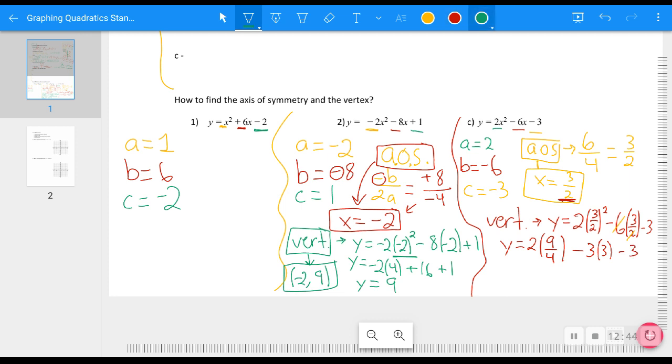So then again here, out in front, the 2 and the 4 can simplify down to just a 2 on the bottom. So we'll have 9 over 2 minus 9 minus 3. And if we type that in our calculator, we'll get -7.5. So then our vertex, I'll write it up here for some more space, is going to be (3 halves, -7.5).